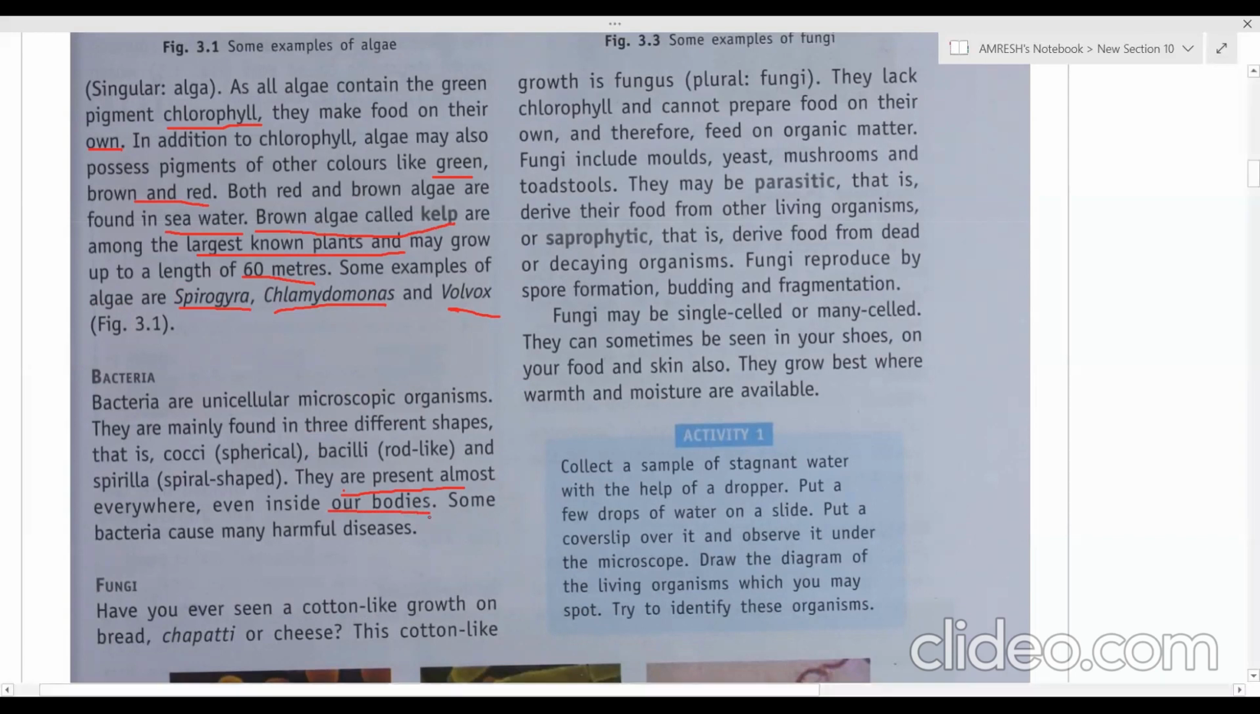In our body, for B12 production also, bacteria are useful. And bacteria are also useful for fermentation. And some bacteria are very harmful. They cause harmful diseases.